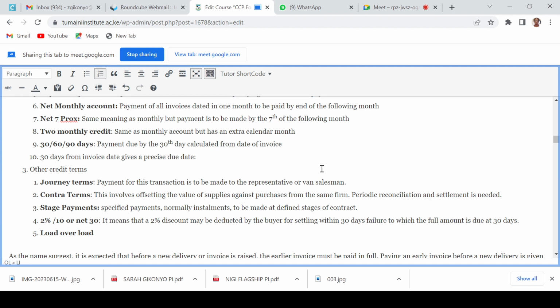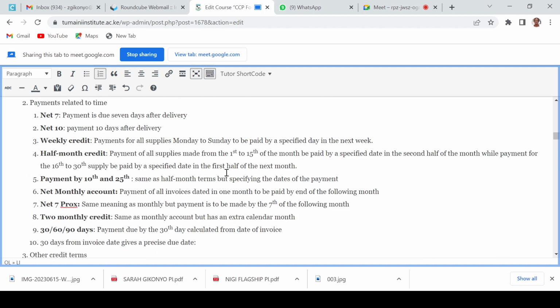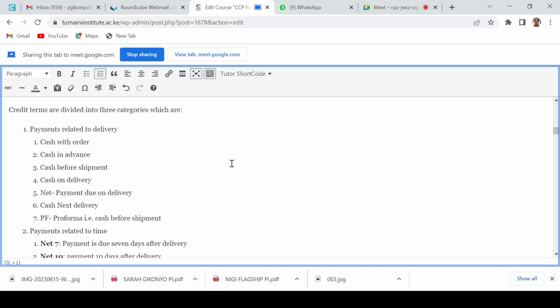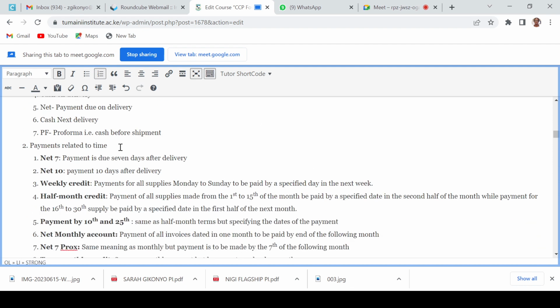So the other one is 30, 60, 90 days. This means payment is due by the 30th day calculated from the date of the invoice. So all invoices that are 30 days old are paid, and when they reach 60 days they are paid. 30 days from invoice date gives a precise due date: after 30 days the invoice must be paid. So those are payment terms related to time. Remember we started with payments related to delivery. Now we have what we are calling payments related to time. That is what we were looking at.